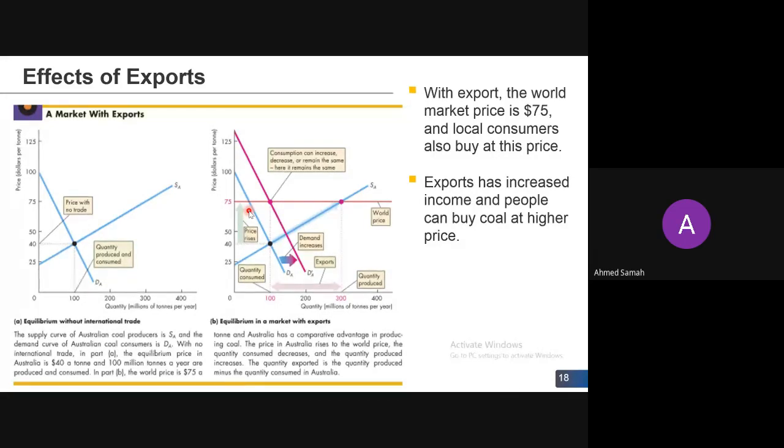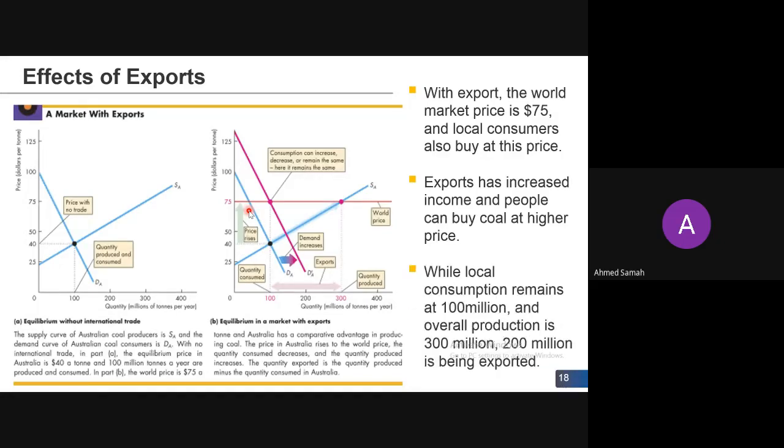So the government and people will now have higher purchasing power as well, so they can afford to buy at higher prices. Local consumption remains at 100 million tons per year, but they are having to pay a higher price.